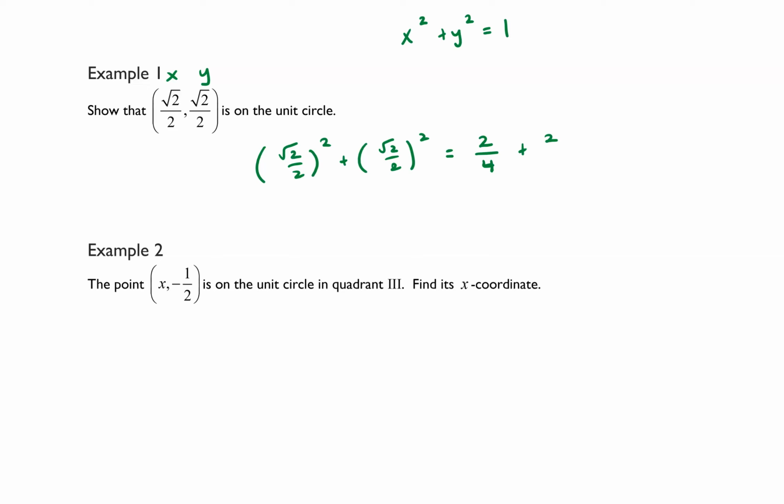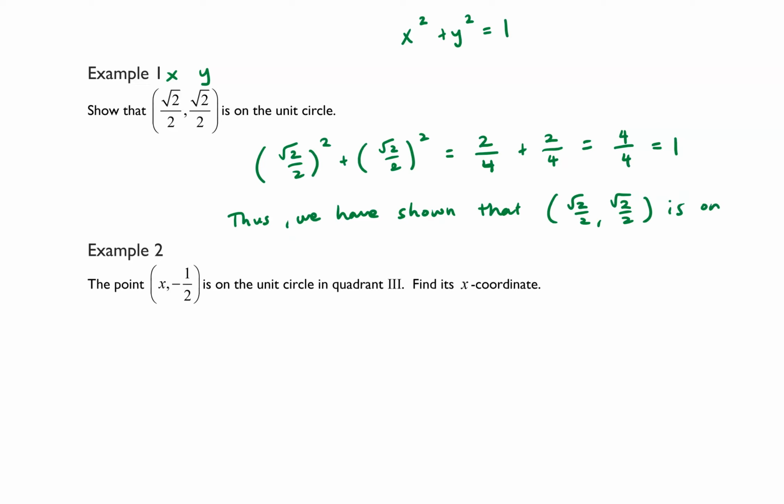If we square the thing inside the parentheses, that's going to result in 2 over 4. And because these have the same denominator, I can just add the numerators together. So that would be 4 over 4, which is equal to 1. Thus, we have shown that the square root of 2 over 2, comma, the square root of 2 over 2 is on the unit circle.